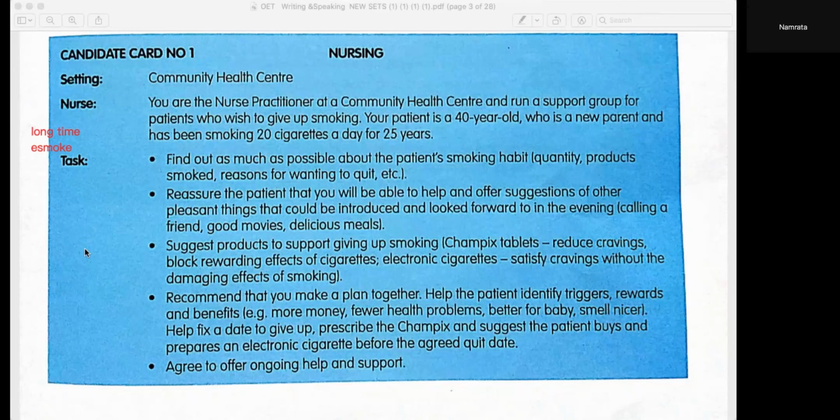Actually, I'm here to inquire about the support group. I actually wish to give up smoking. Oh, wow, that's a very good decision you make. Glad to know that. And very good. Okay, so since how many years have you been smoking? Yeah, it's been a while, 25 years.